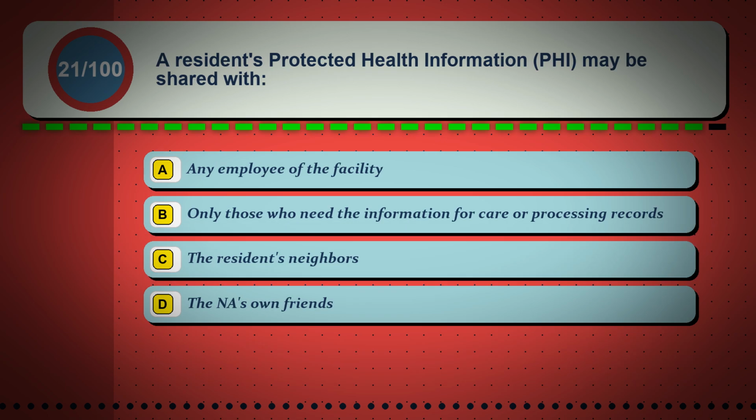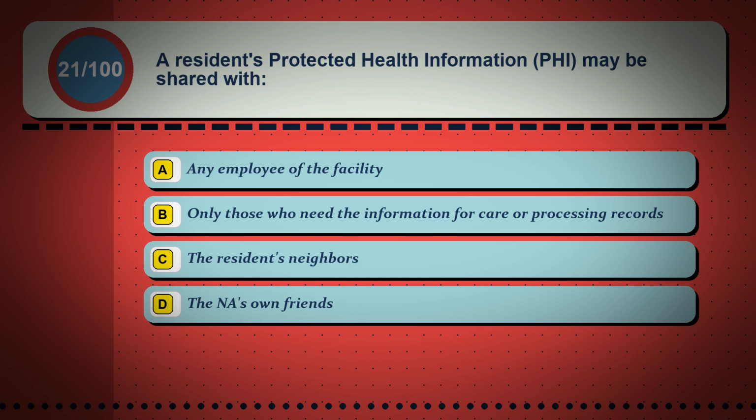Question 21. A resident's protected health information, PHI, may be shared with: Option A. Any employee of the facility. Option B. Only those who need the information for care or processing records. Option C. The resident's neighbors. Option D. The NA's own friends.